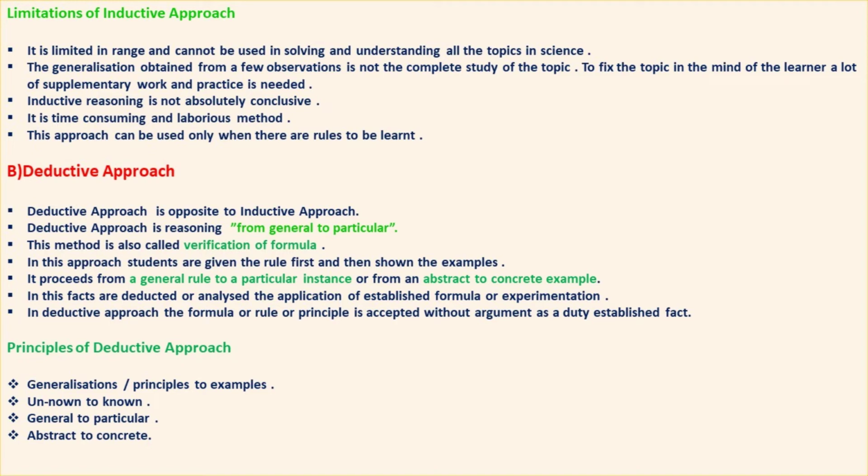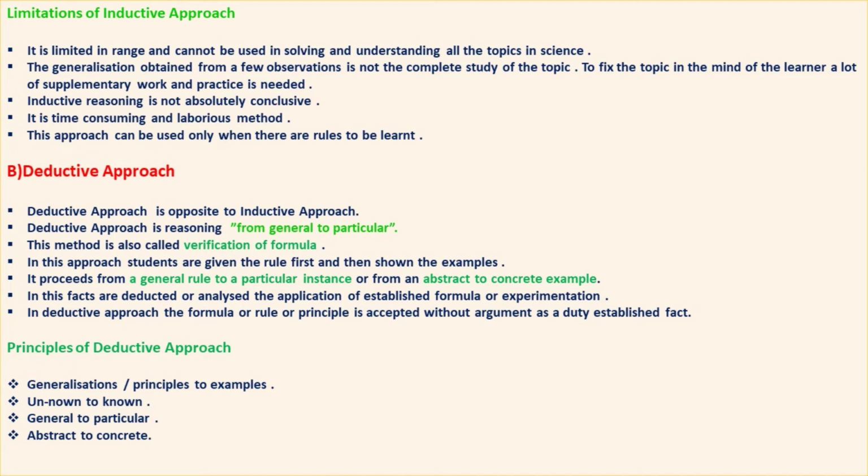Deductive approach. Deductive approach is opposite to inductive approach. Deductive approach is a reasoning from general to particular. It is a process of reasoning in which a proposition supplies absolutely conclusive evidences or generalizations. This method is also called a method of verification of formula.